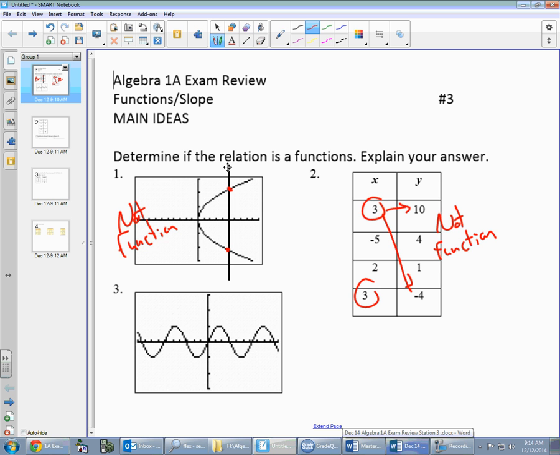Number 3, we're going to do the vertical line test again, and if I take this vertical line and I draw it, is it ever going to cross the relation twice? Nope, nope, nope. Looks good to me. Never crosses a relation twice, so this is a function. Yes, this is a function because it passes the vertical line test.